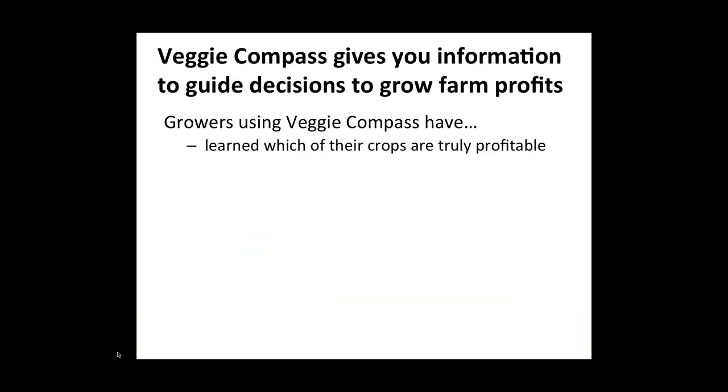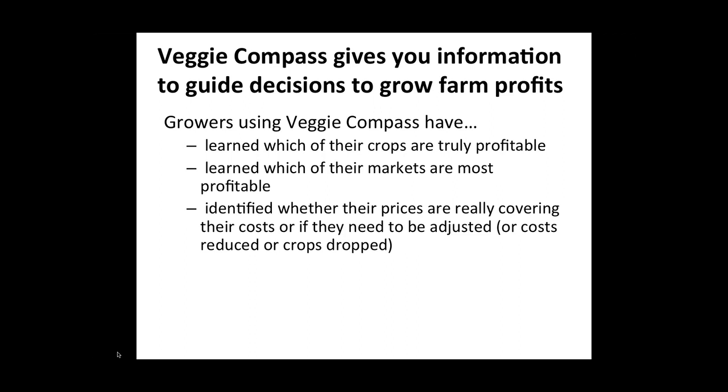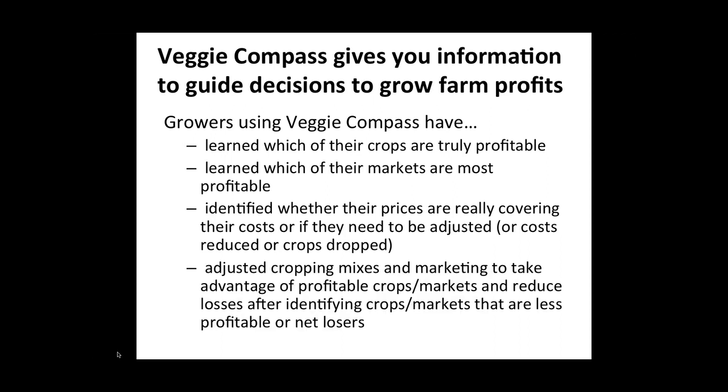We've talked with many growers that have used VeggieCompass, and they've learned which crops on their farm are truly profitable. They've learned which markets are most profitable. They have identified where their prices need to be tweaked, usually up, to cover costs of production. And growers using VeggieCompass have adjusted their cropping mixes and marketing to take advantage of those areas of their farm and those crops that are most profitable, and in some cases have dropped crops or dropped markets that are less profitable or are net losers.